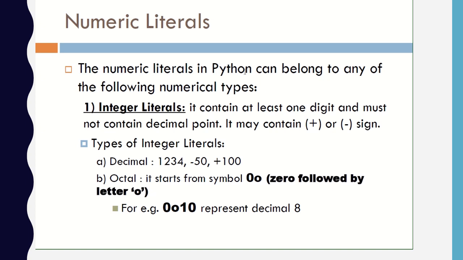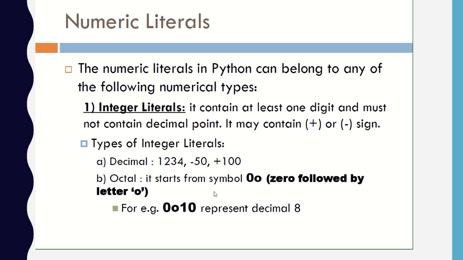The numeric literals in Python can belong to any of the following numerical types. First type is your integer literals. It contains at least one digit and must not contain a decimal point. It may contain a plus or minus sign, meaning positive or negative. There are various types of integer literals. First is decimal. Under decimal you can have positive or negative values.